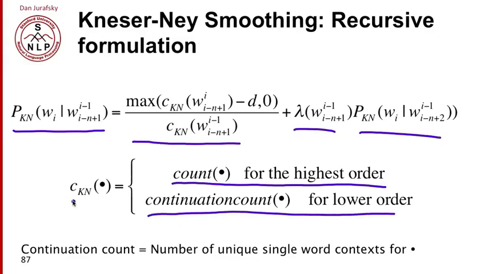So we'll define this new thing, count Kneser-Ney of dot, which will mean actual count. This will be actual count. Let's say we're doing trigrams, for the trigram. And then when we recurse and have the Kneser-Ney probability for the lower order things, when we get down to the bigrams and unigrams, we'll be using the continuation count. That's again the single word context that we defined earlier.